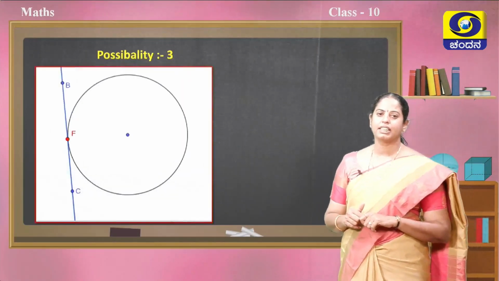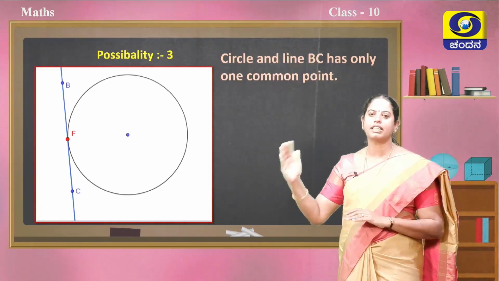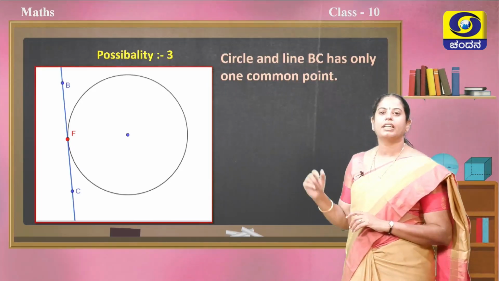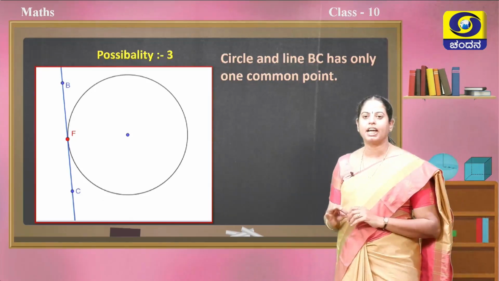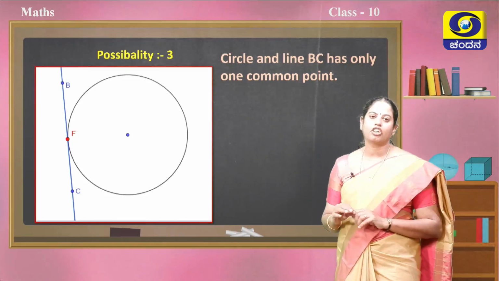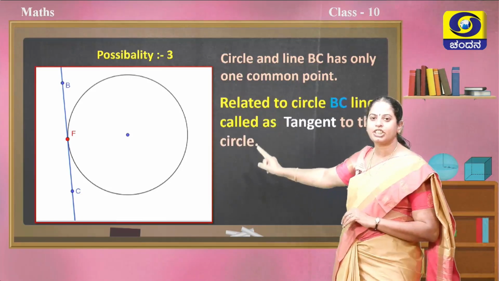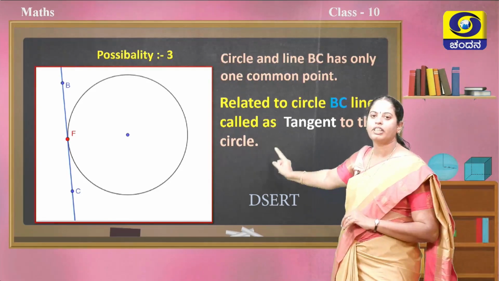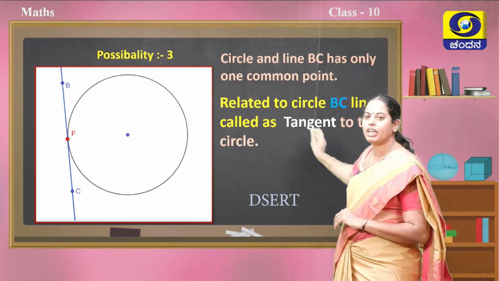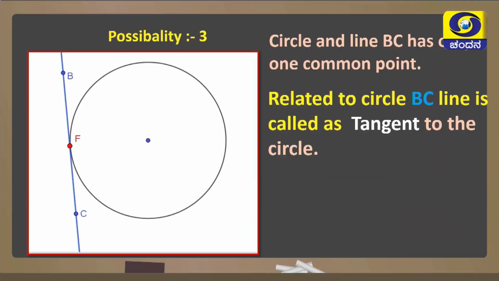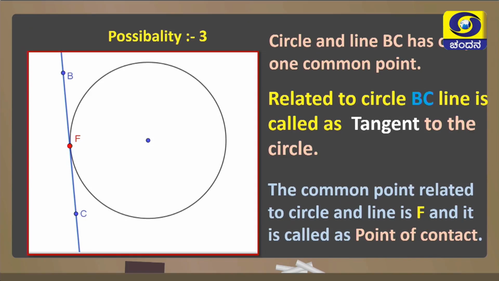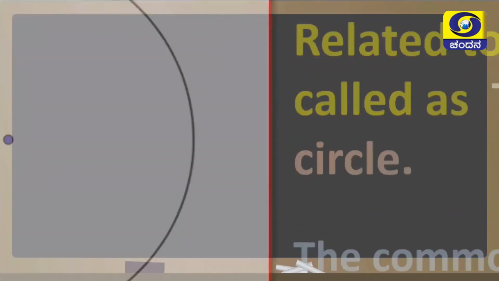This is possibility 2. One more possibility we have observed. What is it? Yes, as the line moves towards the circle, the line BC is touching the circle at only one point. That common point is F. Now, the line BC is touching the circle at only one point, so it is called a tangent to the circle. BC is called the tangent to the circle, and the common point where the line BC is touching the circle, that is F, is called the point of contact.